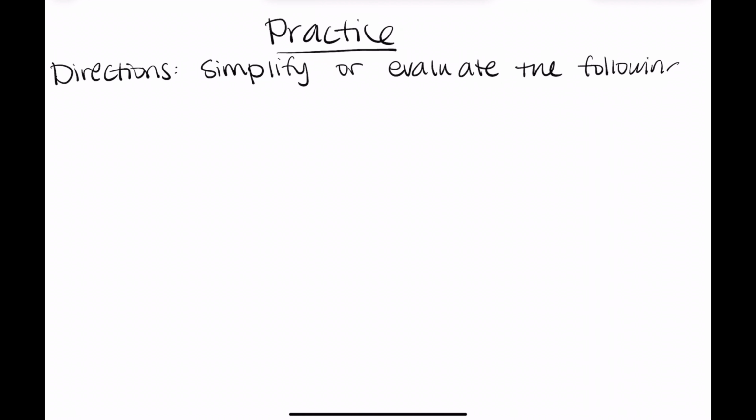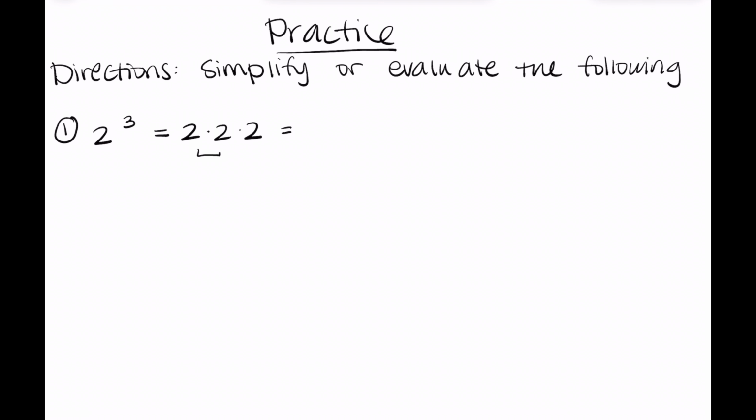So we're going to put together everything that we've learned so far in simplifying and evaluating these practice questions. For number 1, we have 2 to the power of 3. In order to evaluate this, we're going to have to expand it. So 2 to the power of 3, our base is 2, our exponent is 3. That just means we are multiplying 2 by itself 3 times.